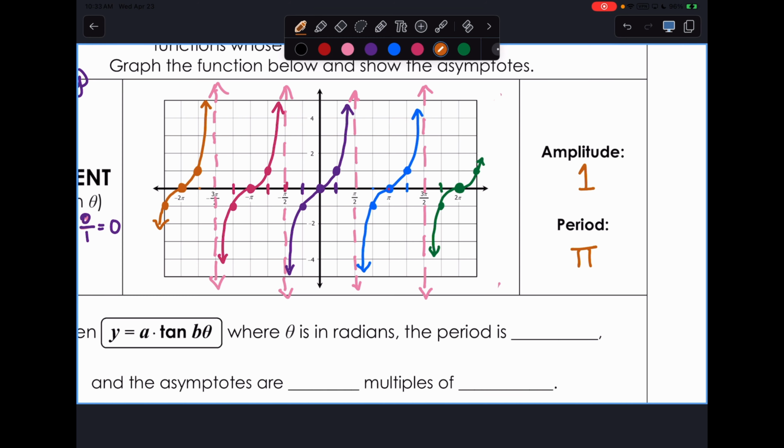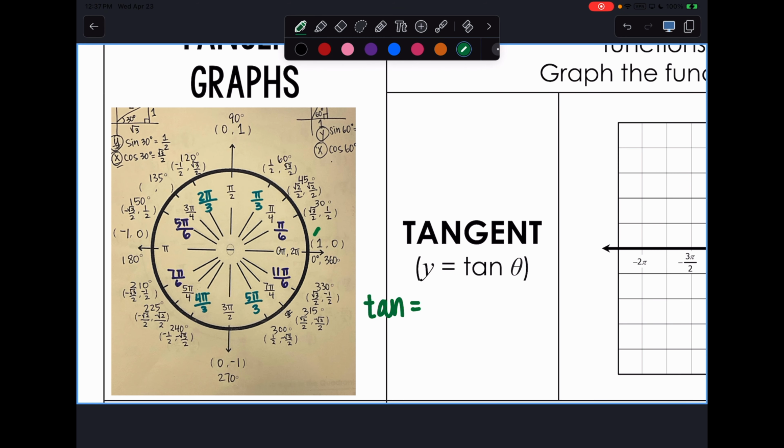Okay, so let's try this. The x and y values of the ordered pairs from the unit circle are going to be primarily used for our tangent. So what do we do to figure out the tangent values?